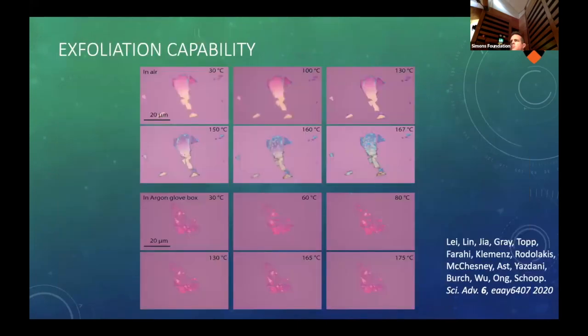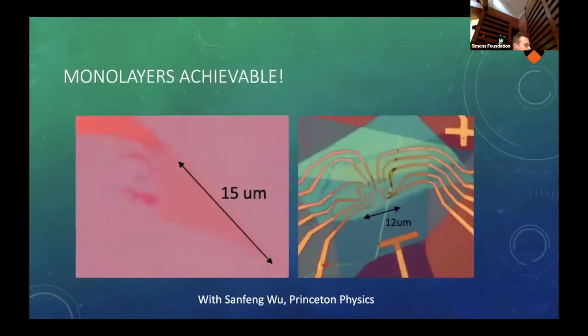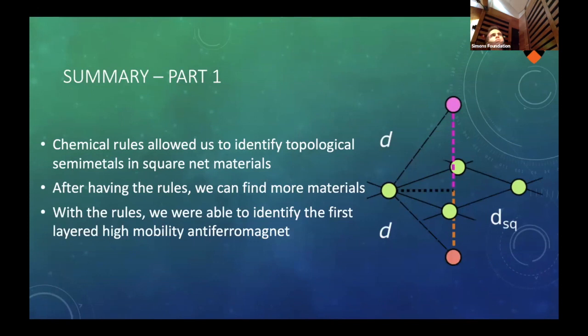Last thing, we also proved that we can exfoliate this material. Let me skip through this. So you can exfoliate this to monolayers and you can try to make contacts. The problem is that these materials are so air sensitive in the monolayer limit that these devices keep dying on us before we get monolayer data. However, I'm optimistic we can improve this in the future. This is not part 1 of my talk. I just forgot to remove the part 1.